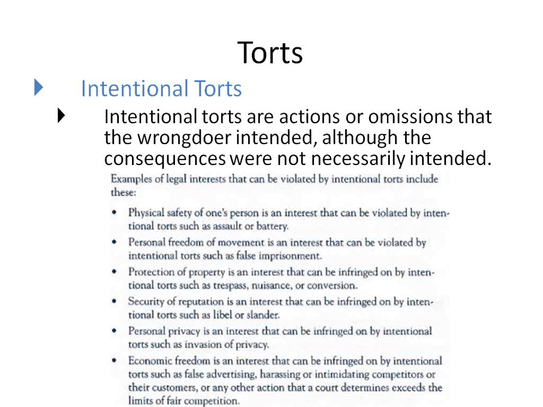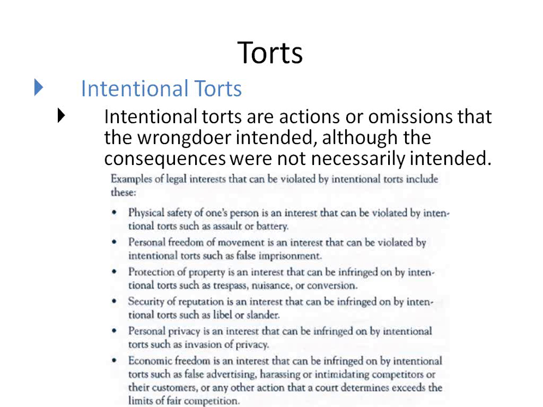So again, someone goes on my property, they cross it, they do damage, they destroy my tomato plants or whatever, or dump hazardous waste on it. They're doing that on purpose. That could be a part of that. Security of reputation is interesting, and can be infringed by libel or slander, okay. Personal privacy, such as invasion of privacy, and then economic freedom is an interest that can be infringed on by intentional torts such as false advertising, harassing or intimidating competitors or their customers, or any other action that a court determines exceeds the limits of fair competition.